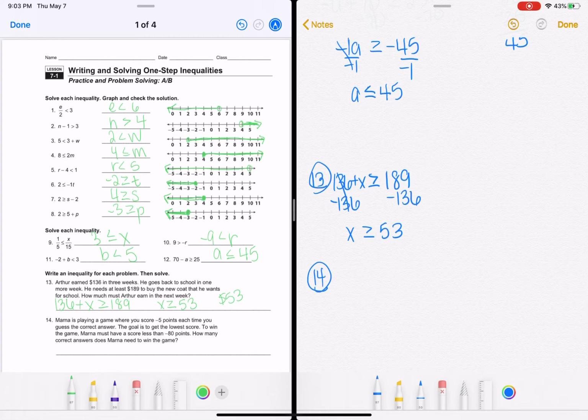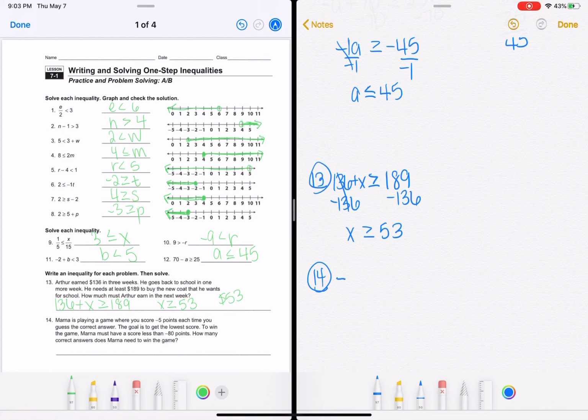Number 14, Marna is playing a game where you score -5 points each time you guess the correct answer. The goal is to get the lowest score. To win the game, Marna must have a score less than -80 points. How many correct answers does Marna need to win the game?